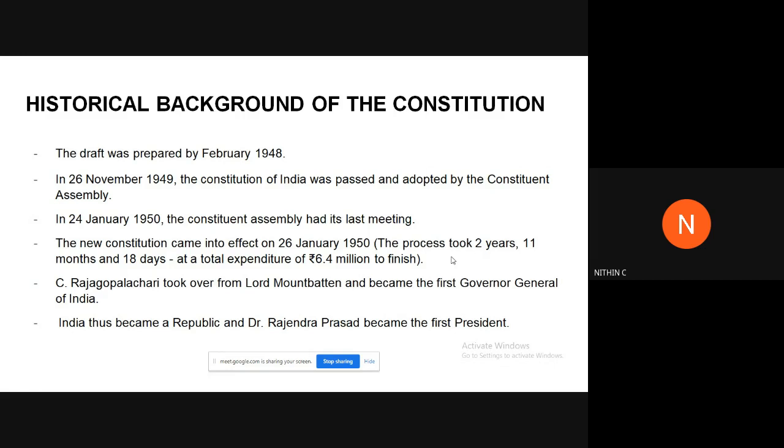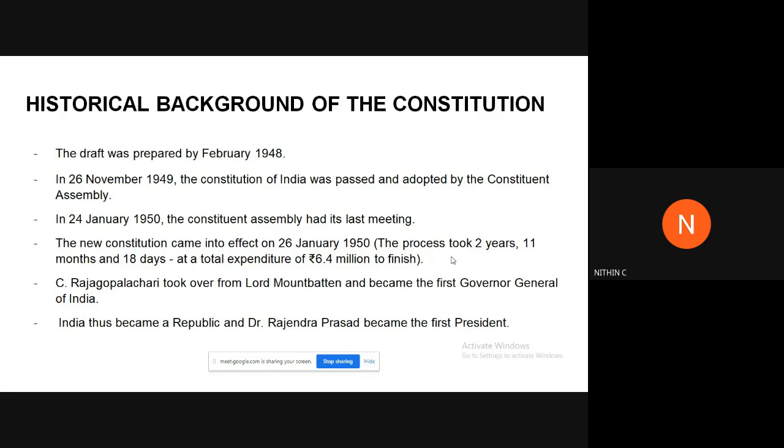So the new Constitution came into effect on 26th January 1950. The process actually took 2 years, 11 months and 18 days at a total expenditure of 6.4 million to finish. Then Rajagopalachari took over from Lord Mountbatten and became the first Governor General of India. India thus became a republic and Dr. Rajendra Prasad was the first president. And this is how the historical background of the Constitution goes.